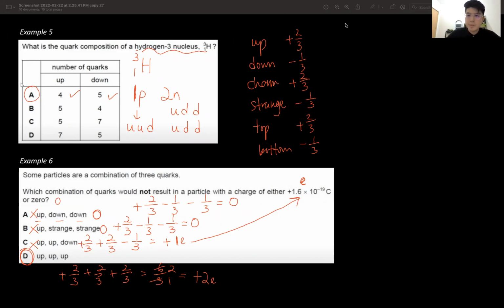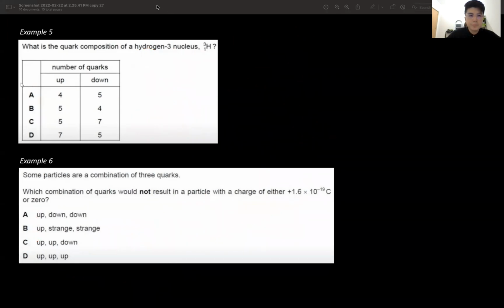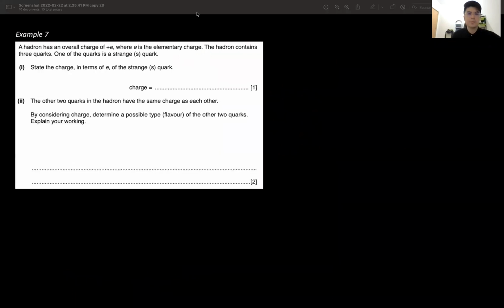Okay, one more example, example 7. A hadron has an overall charge of plus E, where E is the elementary charge. The hadron contains 3 quarks. One of the quarks is a strange quark, so the other 2 we don't know. State the charge in terms of E of the strange quark. Okay, so strange is minus 1/3 E.